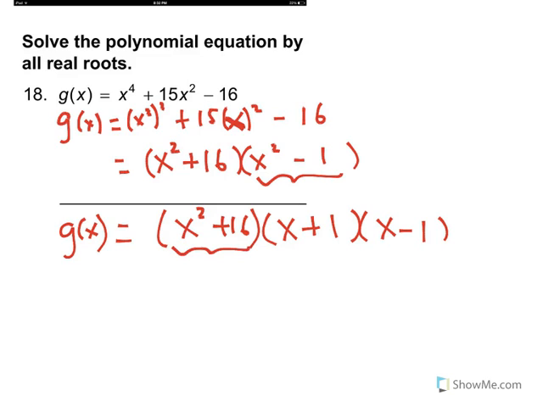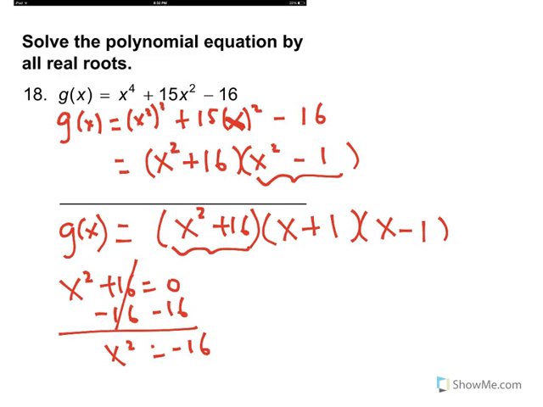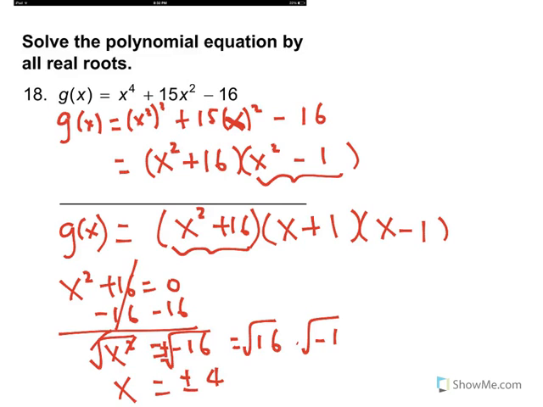So the first factor is going to give us x squared plus 16 equal to 0. We're going to solve it by subtracting 16 from both sides. So we have x squared equals negative 16. Next, we're going to take a square root of both sides so that we can get rid of the square. And we can rewrite negative 16 as 16 times negative 1 with the square root inside. So we should also add a plus or minus, because when we take a square root, we have two answers. So that would be 4, and then square root of negative 1 will be i.